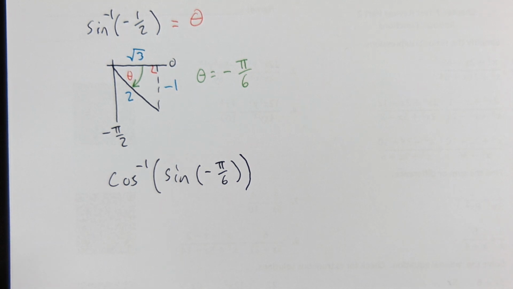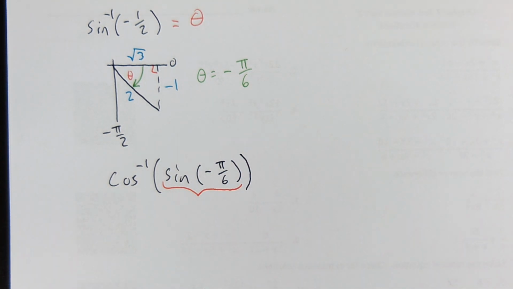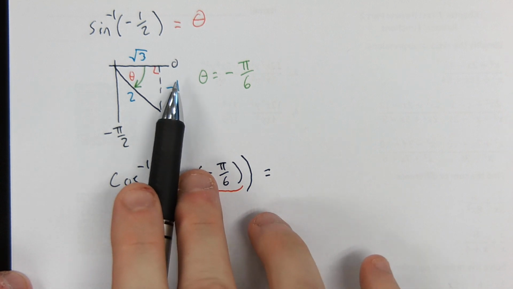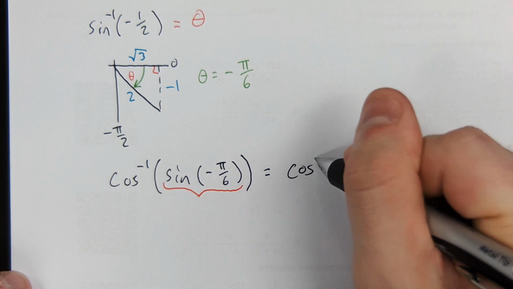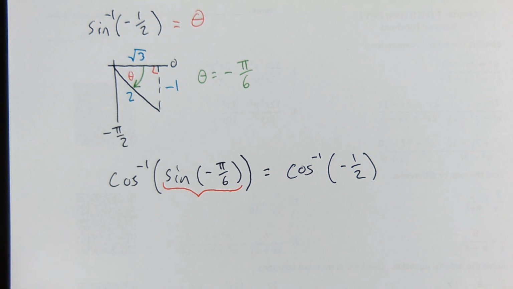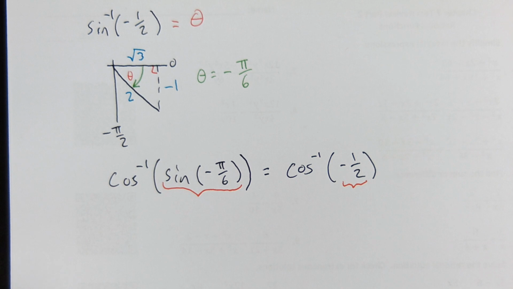The first thing that we're going to need to do is evaluate sine of negative pi over 6. We could do that by looking at the triangle that's currently on the page. What is sine at negative pi over 6? Sine is going to be negative 1/2 because, y over r. So what this actually says is, what is cosine inverse of negative 1/2? That's what it actually says. Because those two red squiggly things are equivalent to one another.